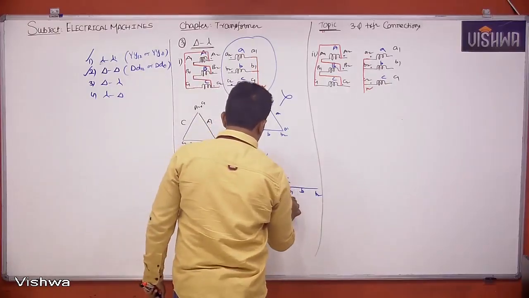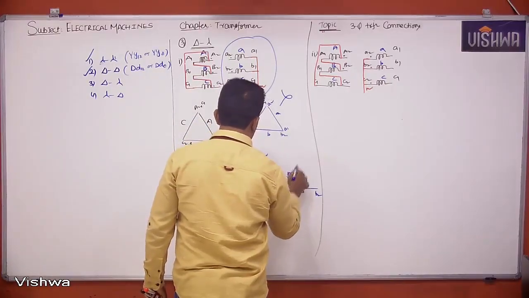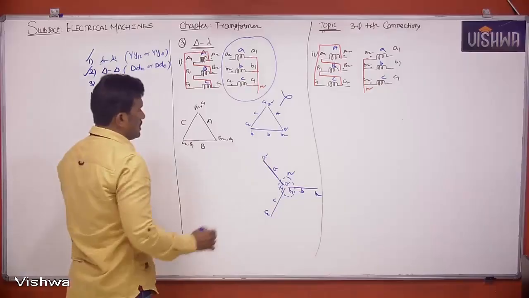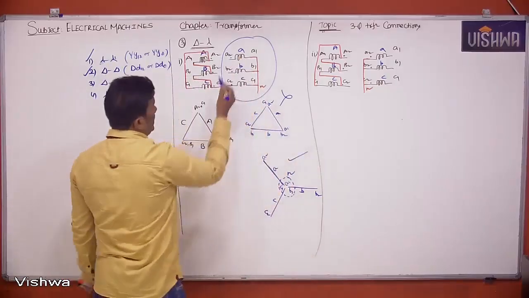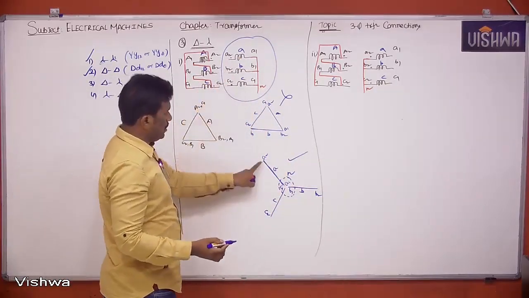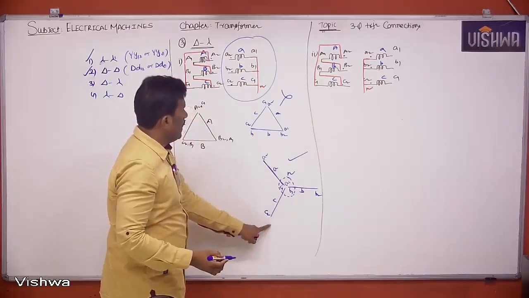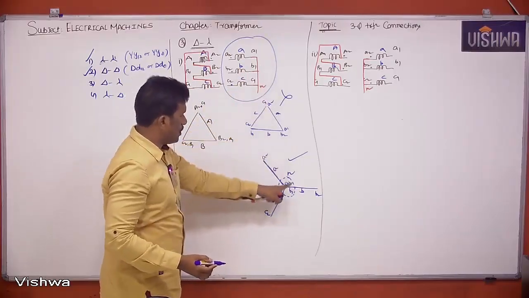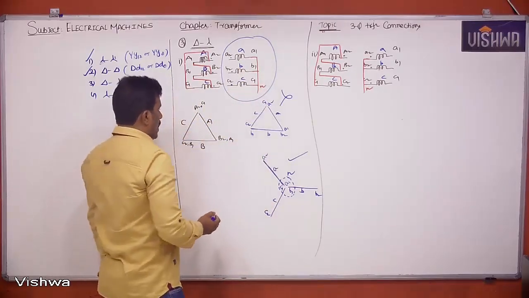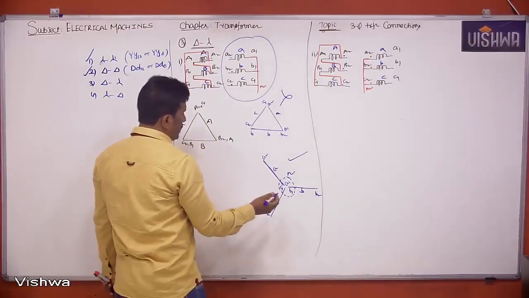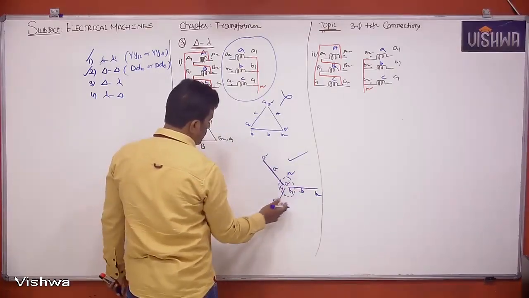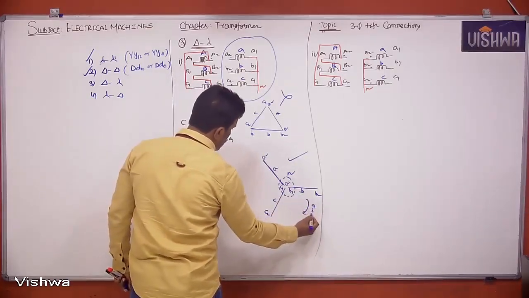So A1, B1, C1 are shorted with neutral N. This is correct because your connection terminals are A2, B2, C2, and A1, B1, C1 are shorted with neutral. This is completely correct. And what is the phase sequence here? A, B, C is the phase sequence here.